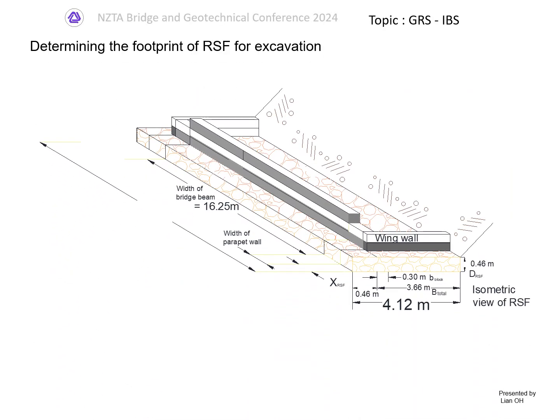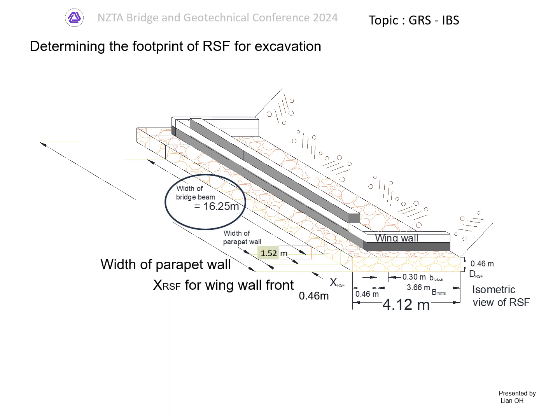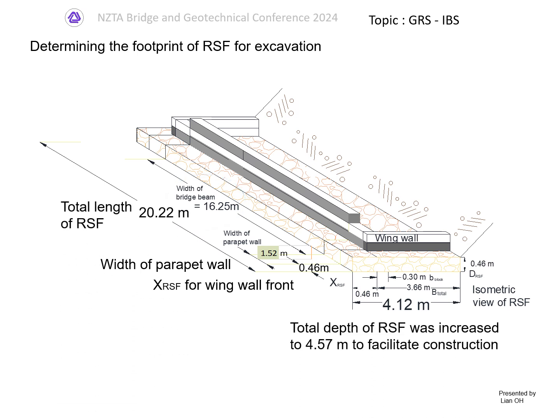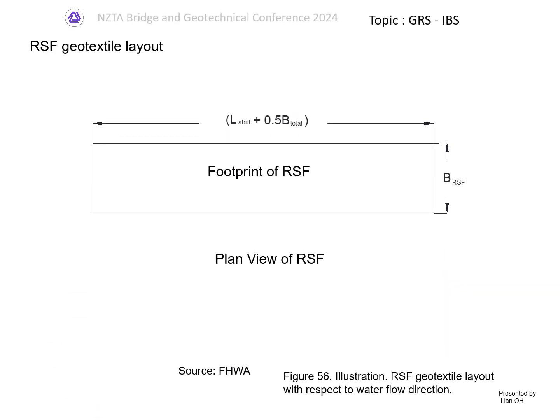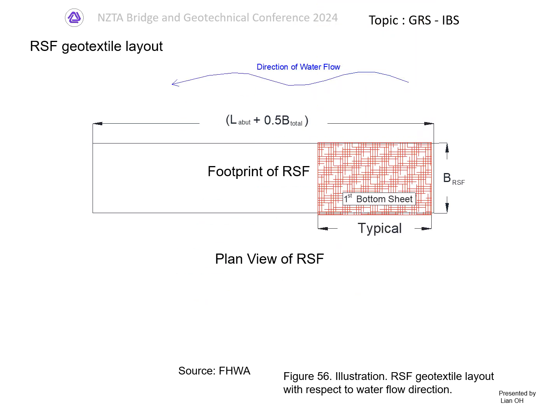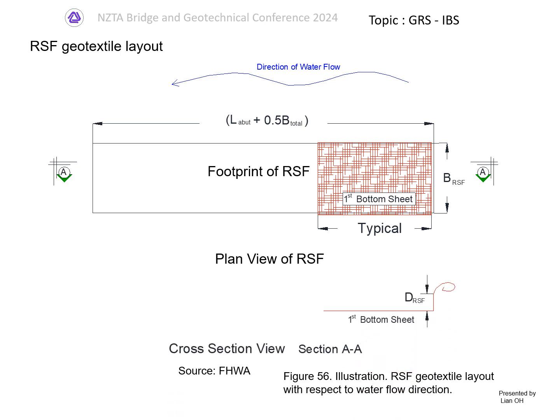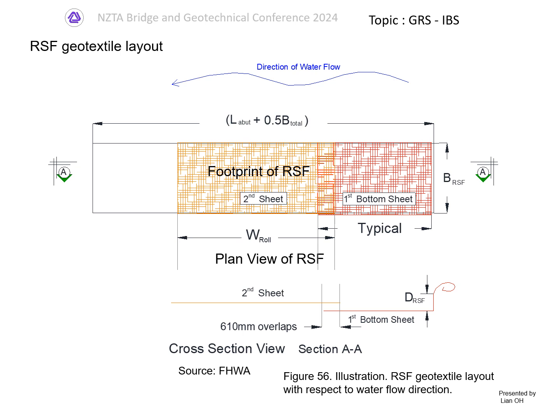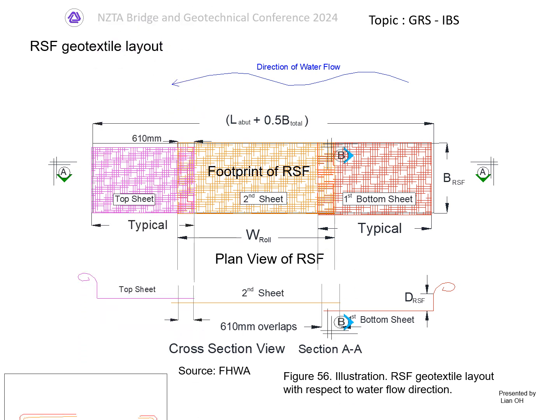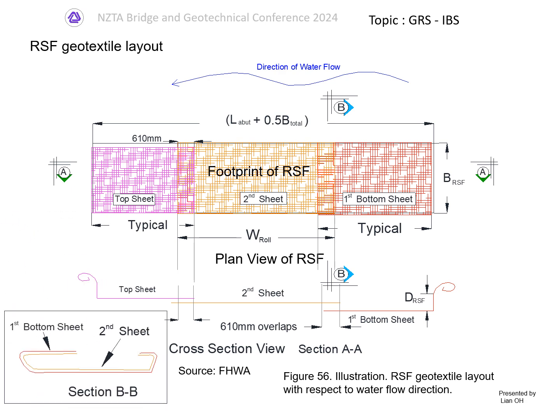The dimensions of the reinforced soil foundation are the minimum excavation required. However, to accommodate the achievable construction tolerance, the excavation dimension shall need to be increased accordingly. In the installation of geotextile for the reinforced soil foundation, the first sheet is installed on the upstream side. Subsequent sheets are installed with a 610 mm overlap. This is to ensure that the overlap at the top prevents water from flowing into the reinforced soil foundation.